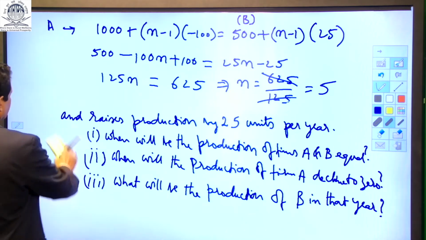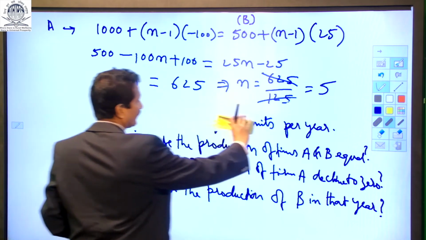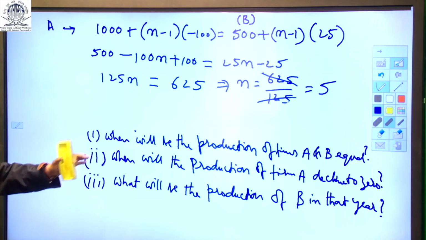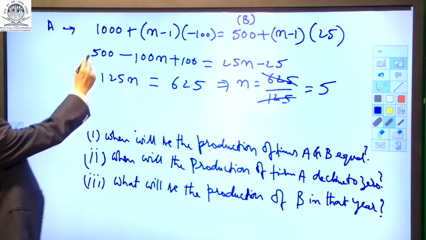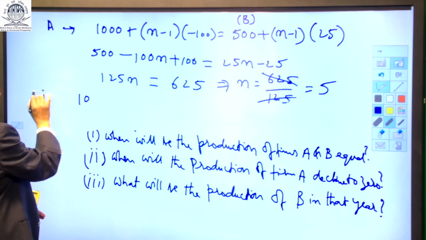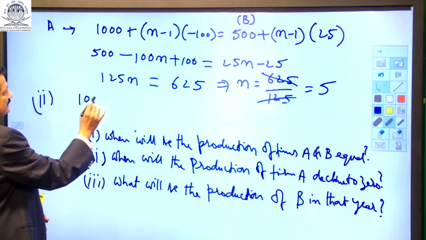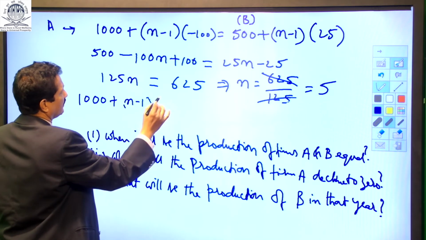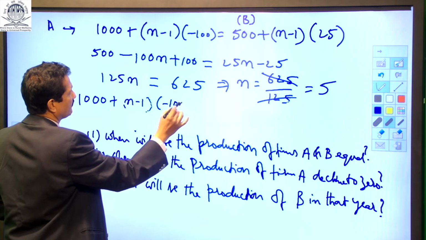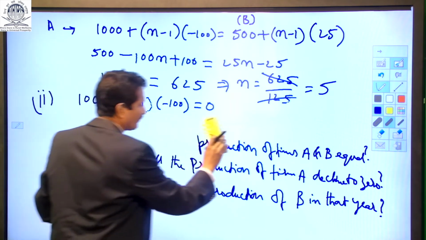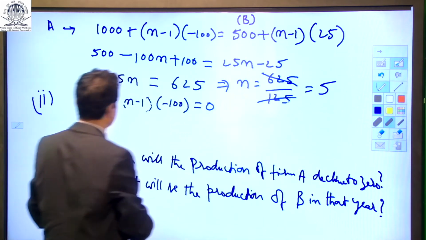Here, let us assume that in n years the production of A will decline to 0. The production of A in n years is, we are solving the second one, 1000 plus (n minus 1) into minus 100 should be equal to 0. Let us solve for n in this case.